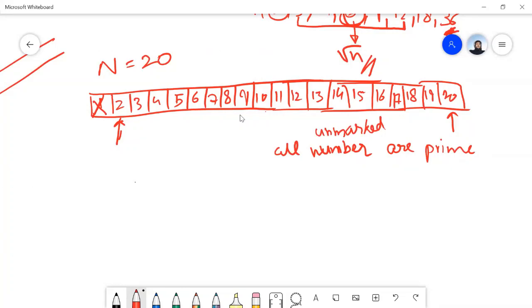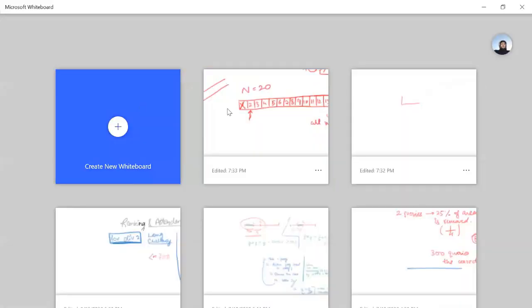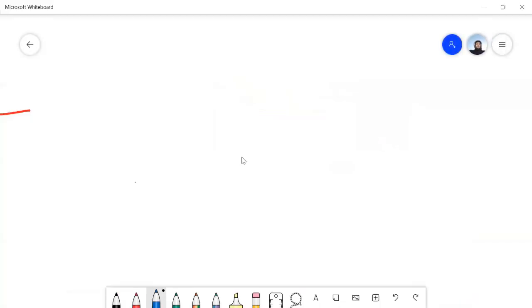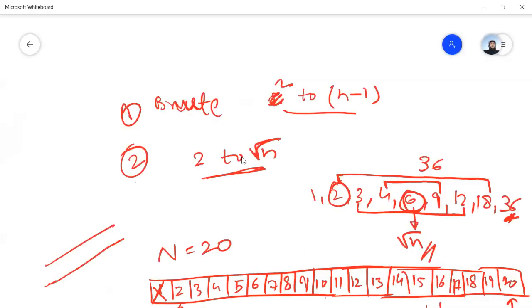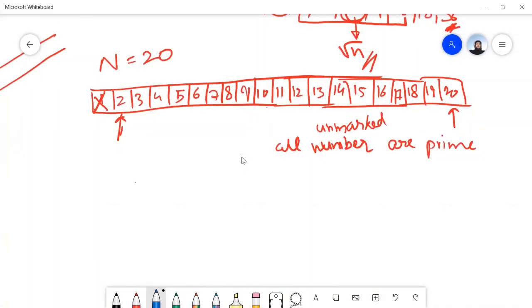So I'll iterate over the loop and mark all the multiples of 2. Starting from the number 2, then 4 is the multiple, so I'll mark 4. Then 2 threes are 6, I'll mark 6. Then 2 fours are 8. Then similarly 10, 12, 14, 16, 18, 20. In this way, I'll mark all the multiples of 2.